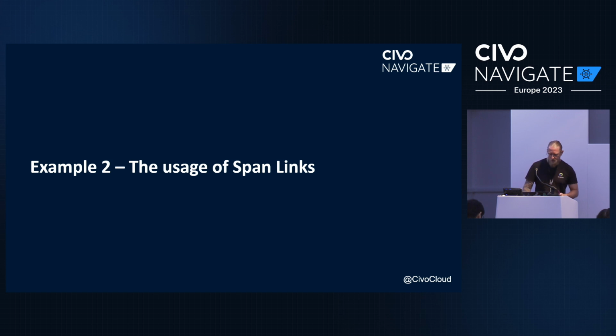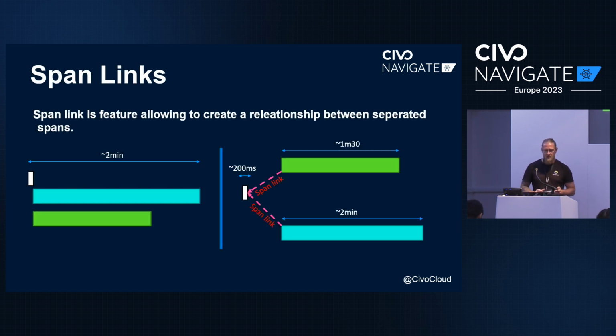That's why we have another option called span links. The purpose of span links is to split this 2 minutes trace and create 3 traces: 1 trace for the publisher and 1 trace for each consumer. And I will add a link from the consumer's perspective that will link back to the publisher. This is how we can then get back to the publisher if I need it.